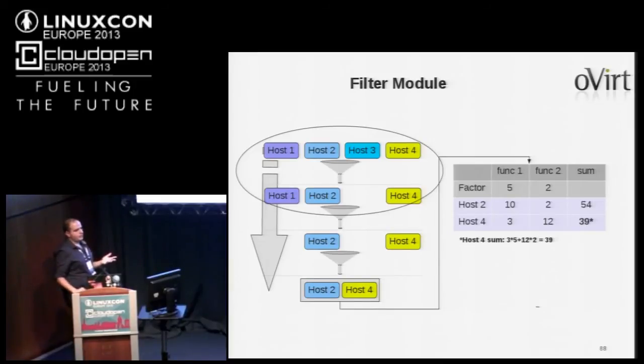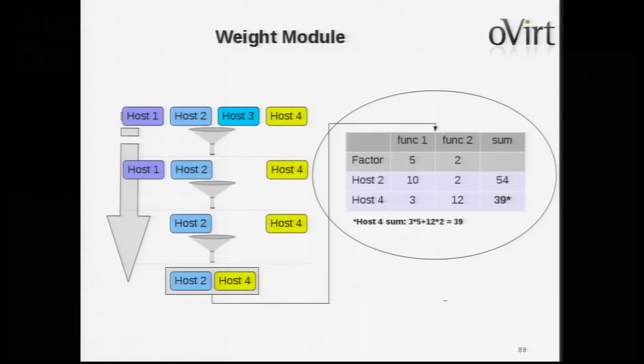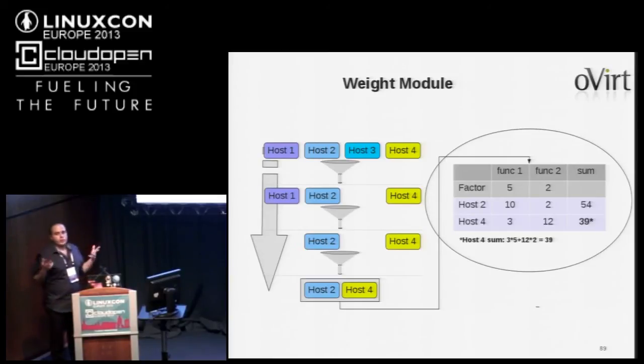So the filter module allows me to do that. The other module is the wait module, which allows you, once you have a whitelist of hosts that can run the VM, to choose the best one, the one that fits best, according to some wait module that you have. So again, you can have more than one wait module, and eventually you will get the weight of the host. The lower the weight is, the more chances this host will be selected as the one running the VM.